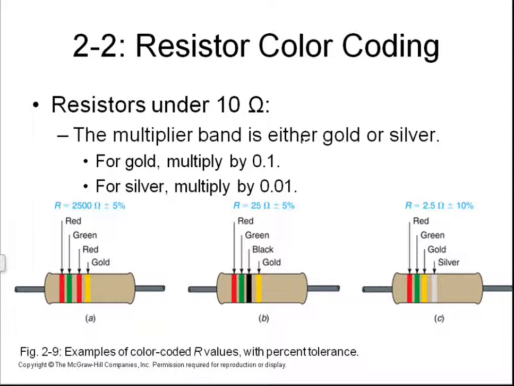Okay, so here's some examples. We just did this one. Here we have red, green, black with a gold stripe. So this is 250. That black means there are 0 zeros. So this is just 25 ohms plus or minus 5%.